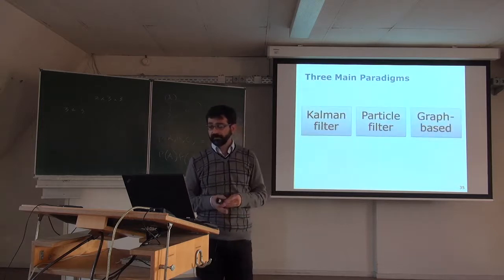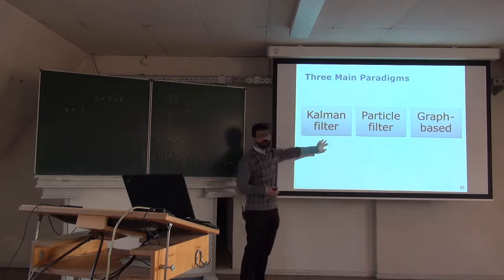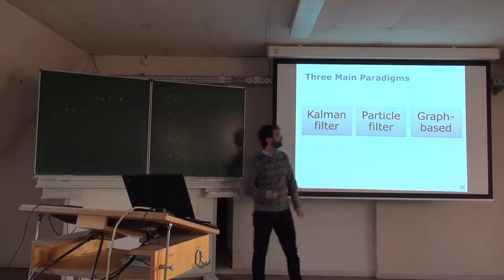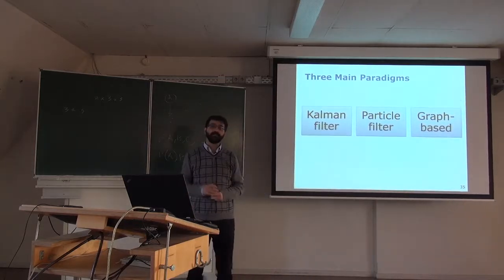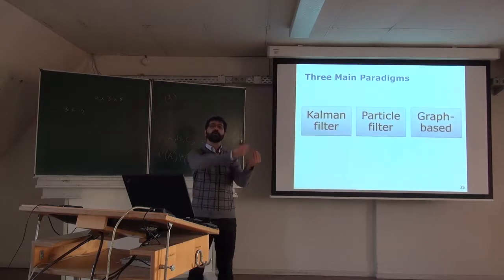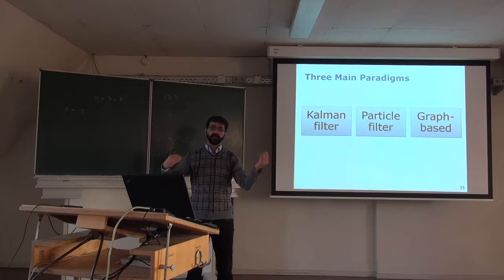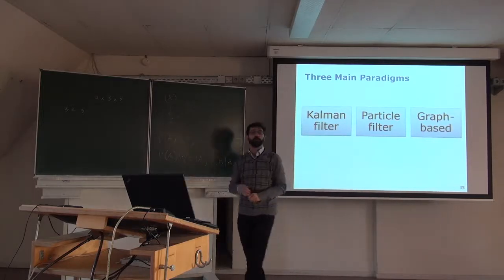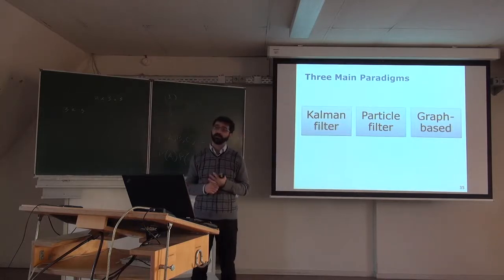There are three main paradigms that we'll see in this class. The first two are similar. They are a filter-based approach. Filter means that you are estimating the state of your system at time t only using measurements before this time, okay? So in some way you cannot look into the future to know where you are right now. And the Kalman filter and the particle filter are two very well-known and widespread algorithms for doing filtering, or in another way, incremental state estimation, okay?